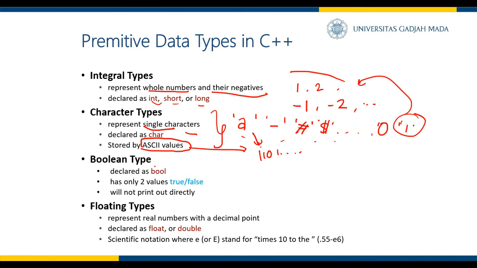And the boolean type is declared as bool and has only two values, true or false. True is 1, false is 0. And then the floating type is like a decimal point, so it can be 0.3 and etc.